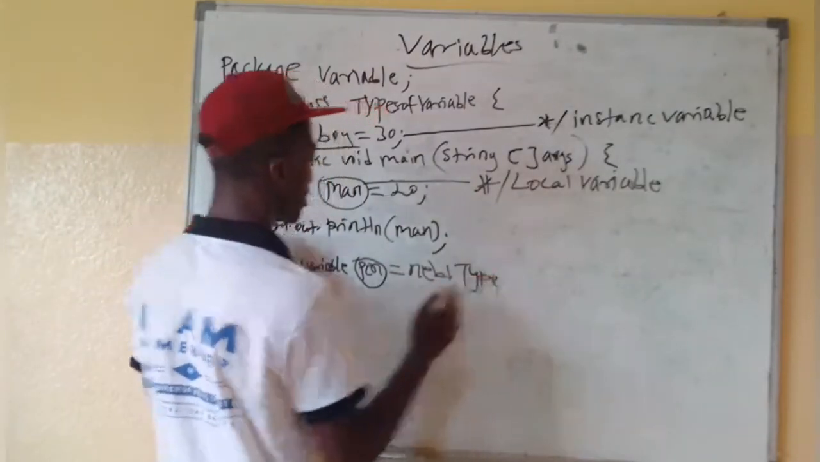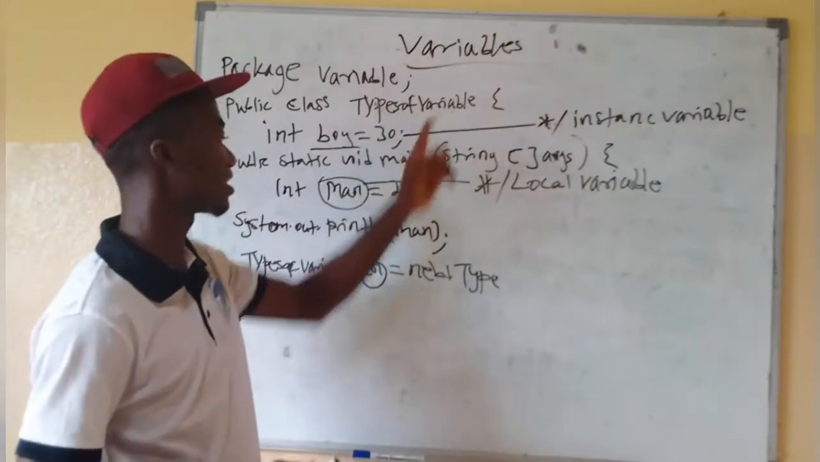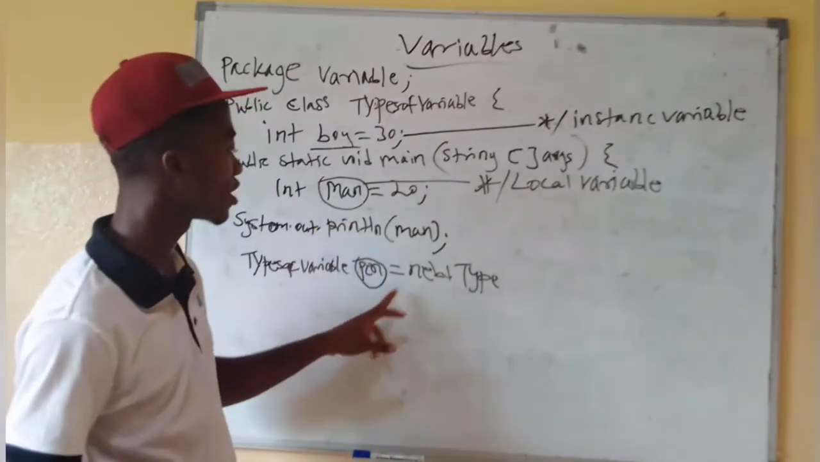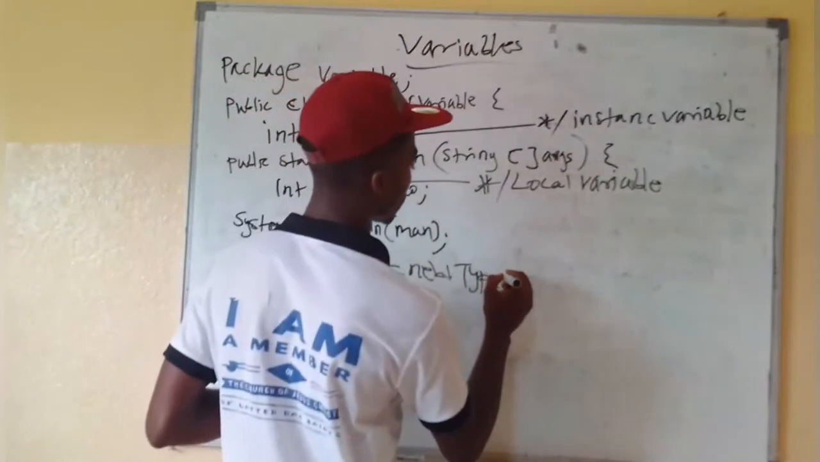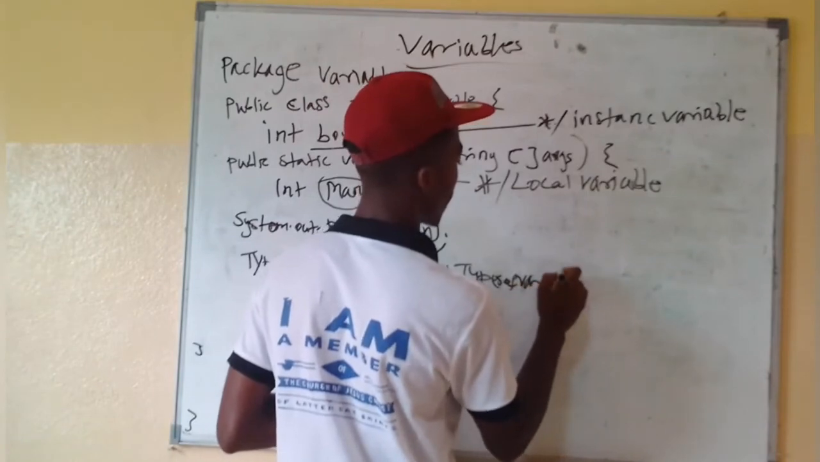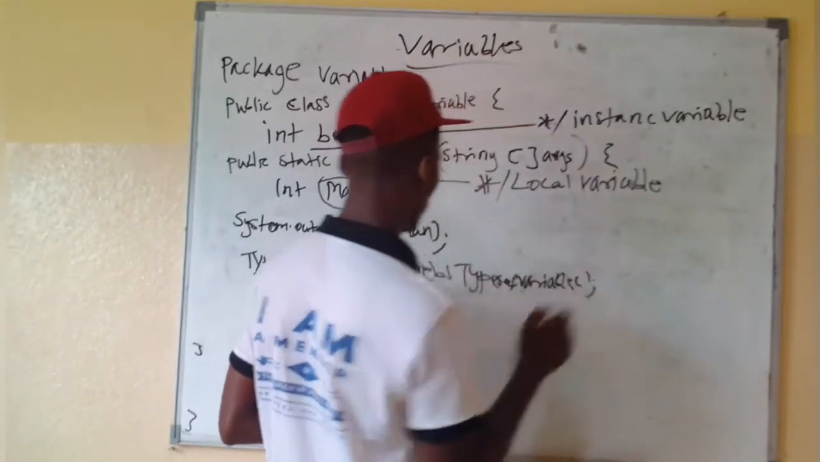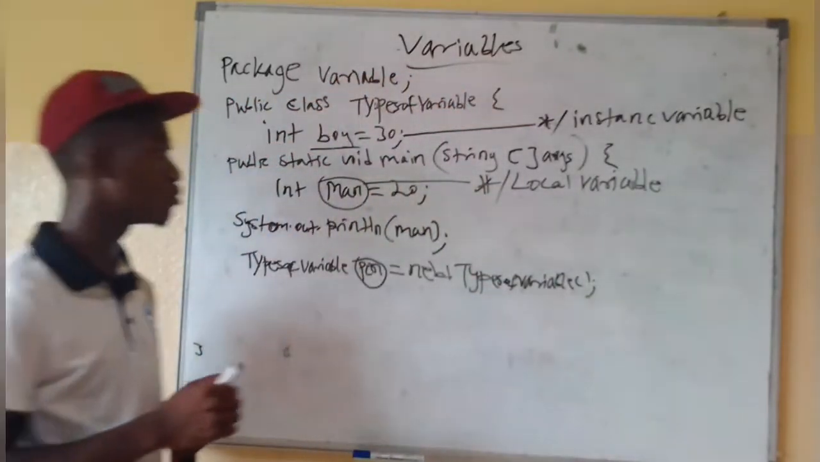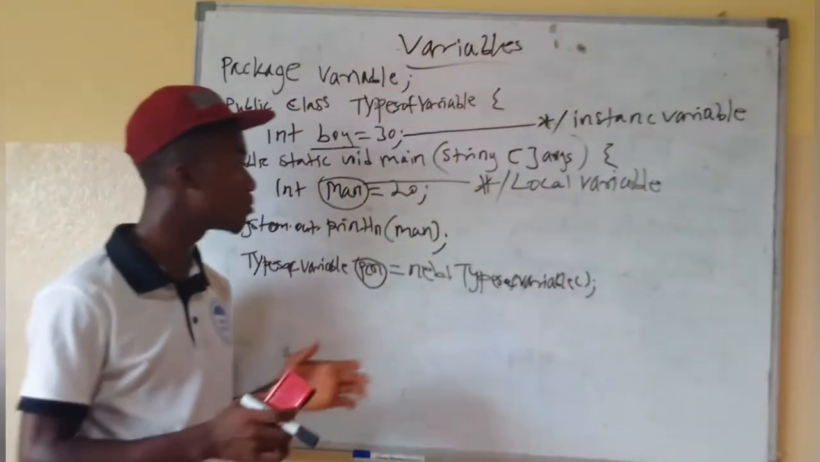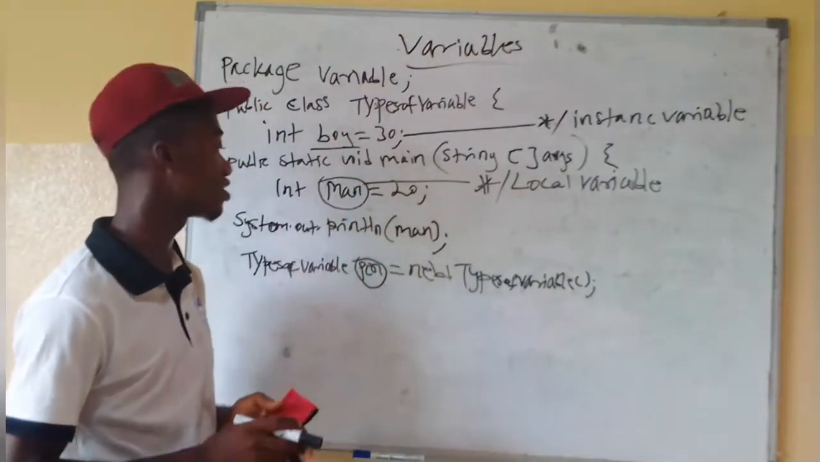Variable. When you are doing this, you make sure it has to be the same name as your class. You see, types of variable equals what? You follow it by a new keyword, equals new types of what? Variable. Just like the constructor. Okay, and then good. This is the only way you'll be able to have access to the instance variable. Without this, you may not be able to have access to it.